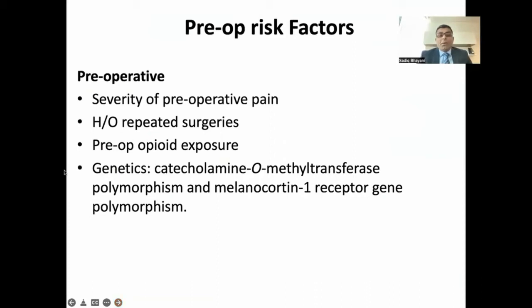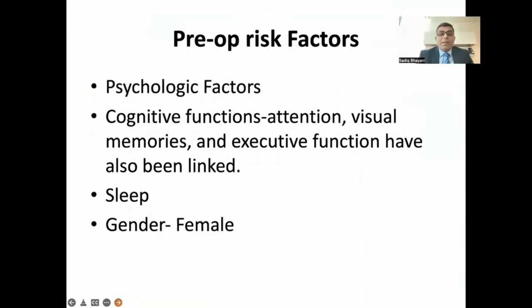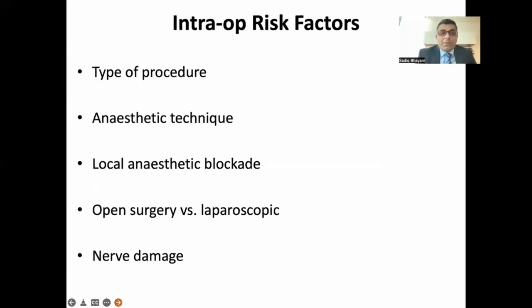This is the single most important factor. Patients who have been taking opiates for a long period of time are more likely to develop chronic post-surgical pain. And also gene polymorphism has been considered, as genetics also contribute to development of chronic post-surgical pain. The other factors are psychological factors, and cognitive functions like visual memories have been linked with development of chronic post-surgical pain. Poor sleep is also one of the risk factors for development of chronic post-surgical pain.